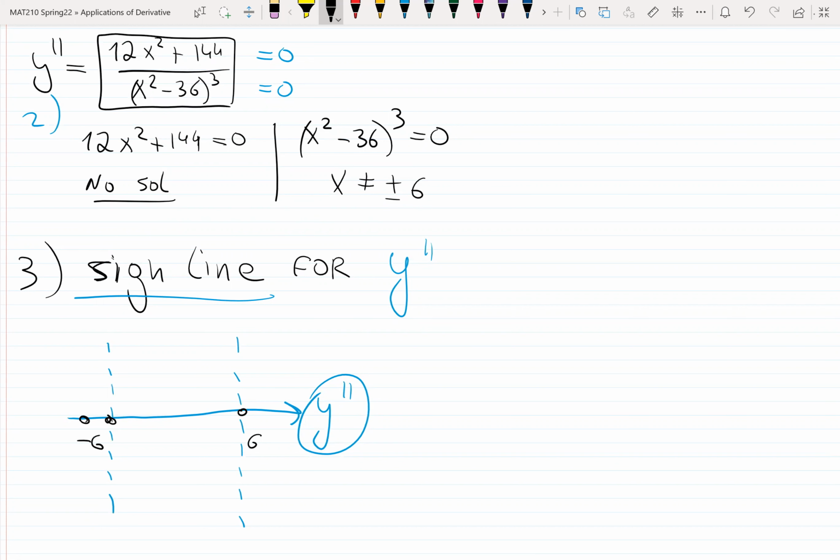And this time, let's see what's going to happen. If I plug in 0, it will be negative. And then minus 10 gives you positive, and 10 gives you positive, or minus 100 and 100. I'm plugging into the second derivative to check its sign. Why? Because the original function is concave up when the second derivative is positive, and concave down when the second derivative is negative.